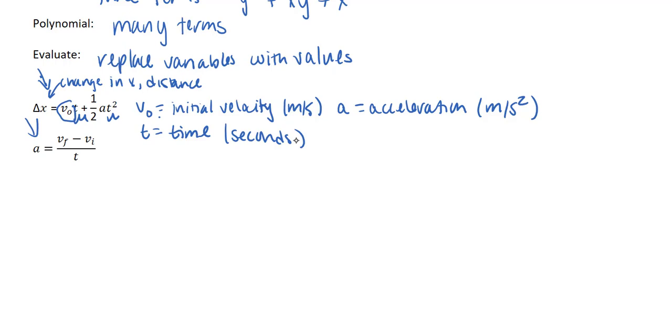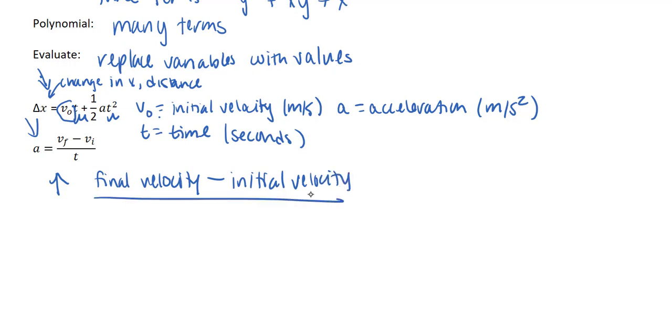Now, how do we find acceleration? Well, acceleration can be found by taking the final velocity and subtracting the initial velocity. And we're going to divide that by time. So that would be acceleration. Now let's go over some examples.